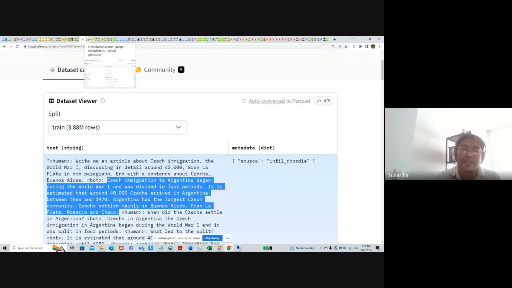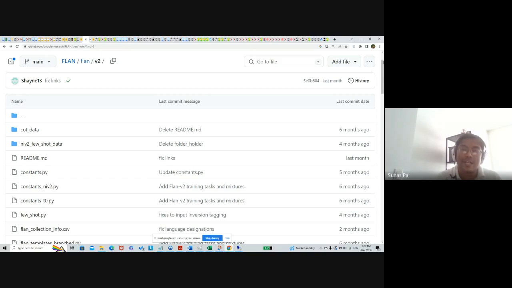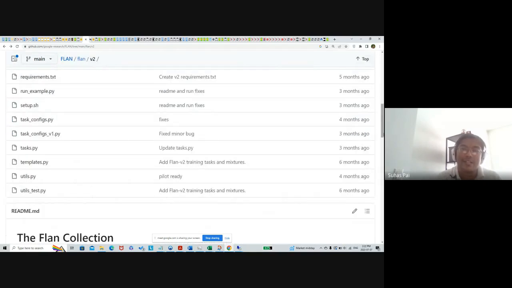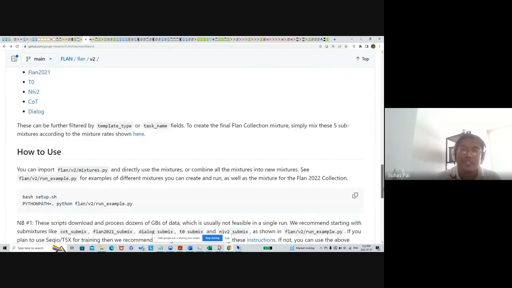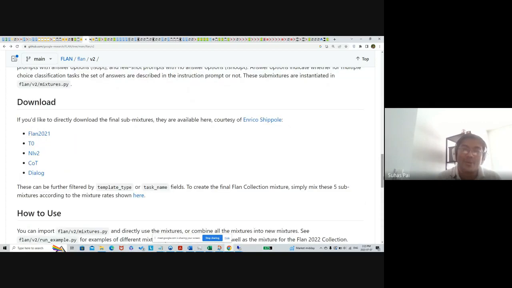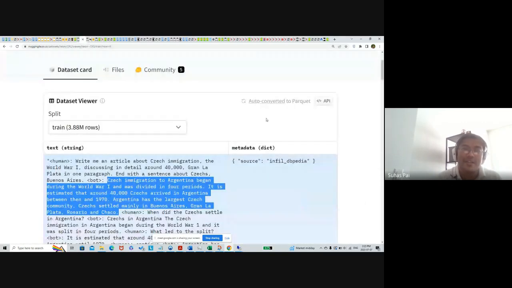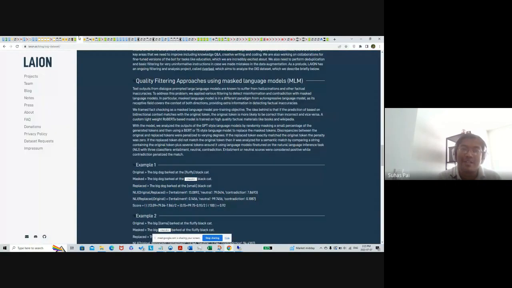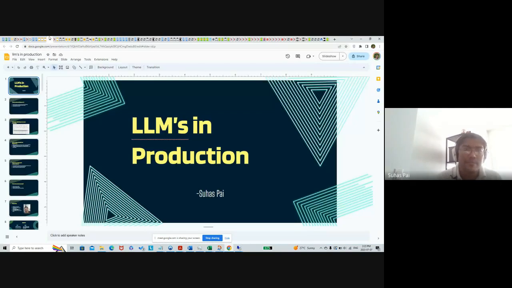But there are other things like Flan V2. The Flan collection is also a very popular instruction tuning data set, which uses a lot of traditional NLP data sets and converts them into this kind of instruction format, where the instruction format is basically humans giving instructions in English, and the answer being provided in a way that humans would like.